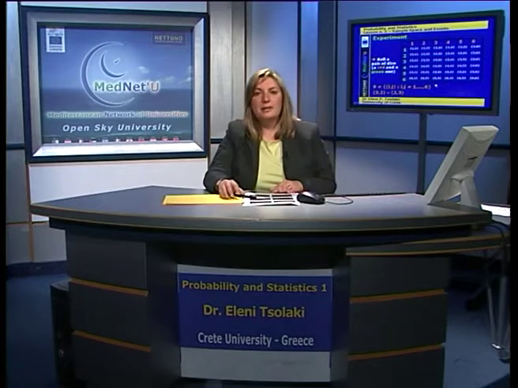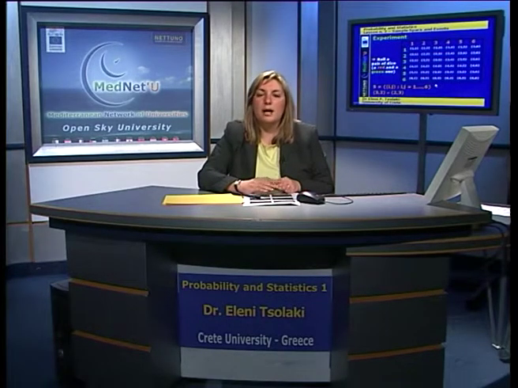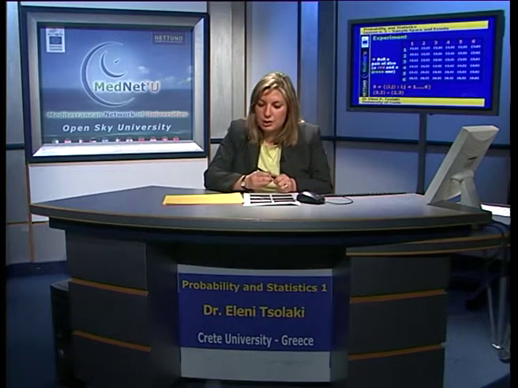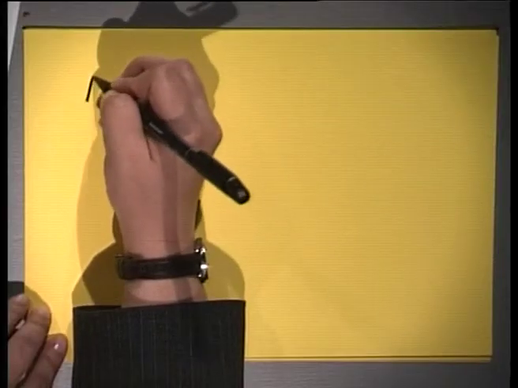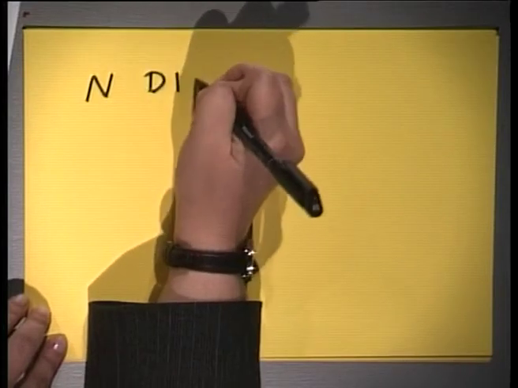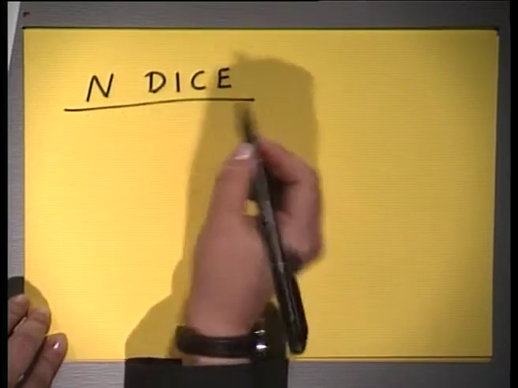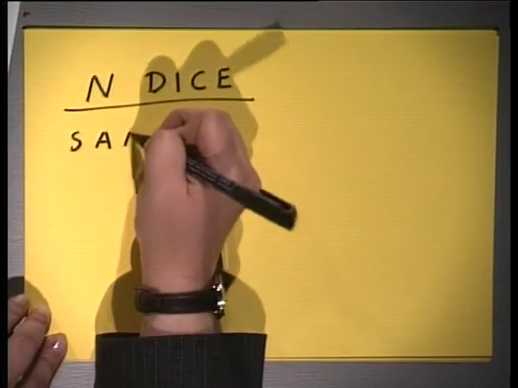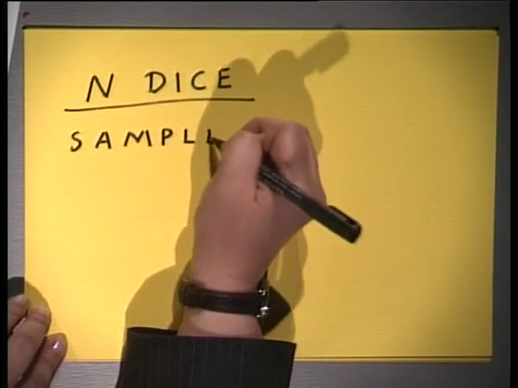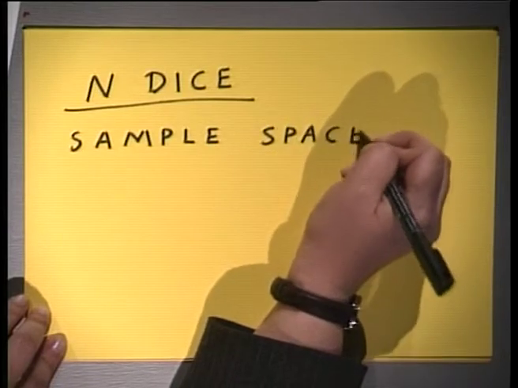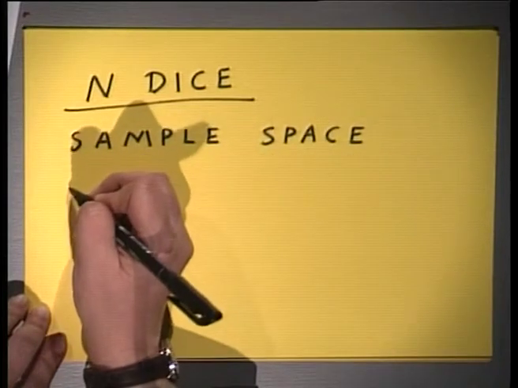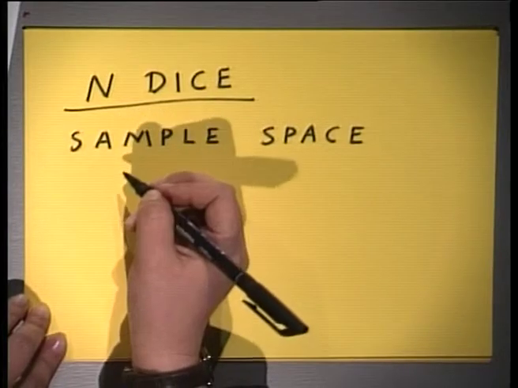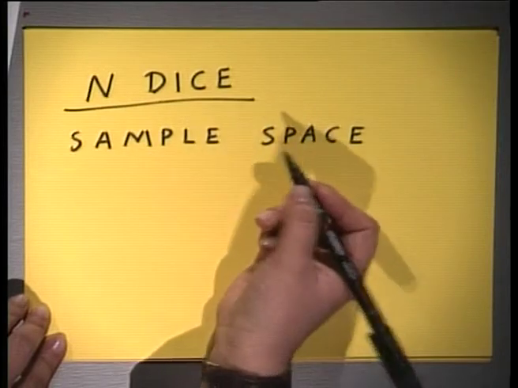Now, as we said, it is difficult to write down sometimes all possible elements of a sample space. Let's see a generalization of the example of the dice. So, if we have n dice, and we would like to write down the sample space, when n is big, more than 2, let's say 3 or more, we understand that writing all possible outcomes down would be very difficult, if not impossible.